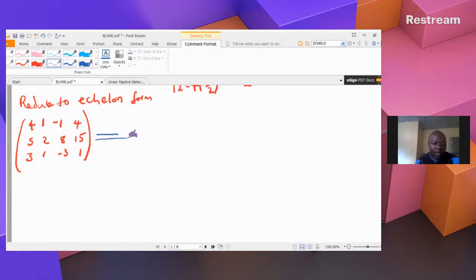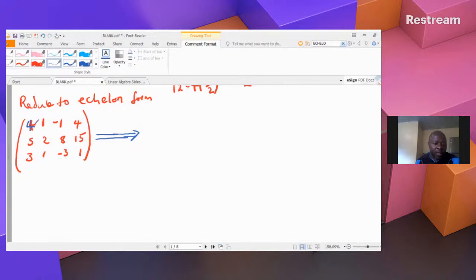And again, there are very many ways we can do this. We already have this leading entry, which is 4 here. So this 4, we want to make it 1. To make it 1, there are various things we can do. The first thing we've said, we divide the entire row by 4. That is one way of creating a 1 in this position.